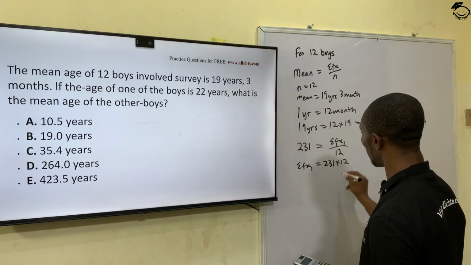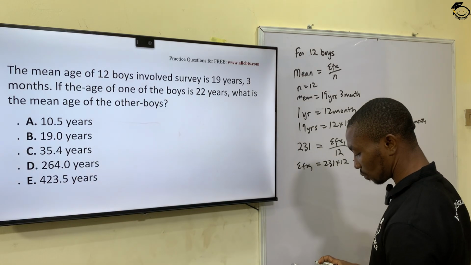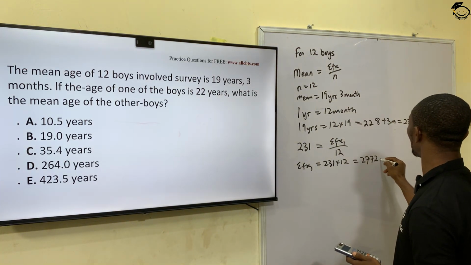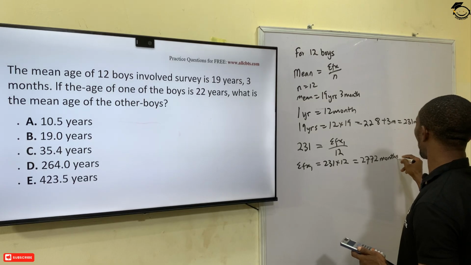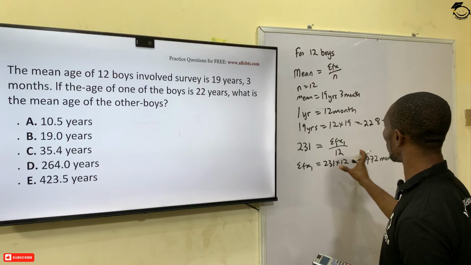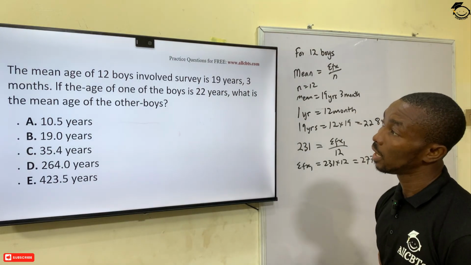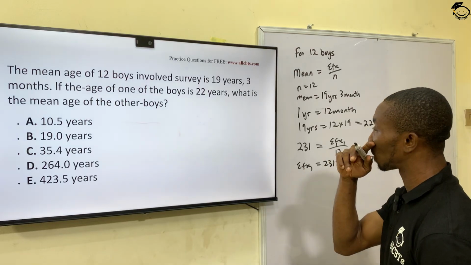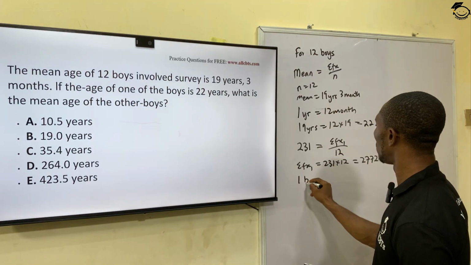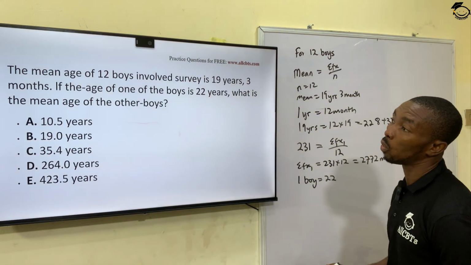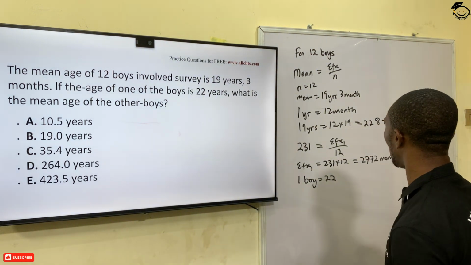231 times 12 gives us 2772 months. Now that's the total age of the 12 boys in months. Now they said if one of the ages of the boys is 22 years, what is the mean age of the other 11 boys?